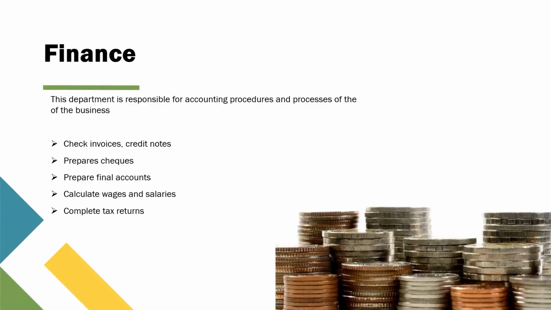Now, what do the staff do in the finance department? They check invoices, credit notes and statements received from suppliers. They prepare checks to be sent to suppliers. They prepare invoices to be sent to customers. They prepare and analyze the final accounts, the trading and profit and loss account, the balance sheet. They calculate wages and prepare pay slips for employees. They complete tax returns and so on. So in conclusion, this department deals with all the financial matters of the business.